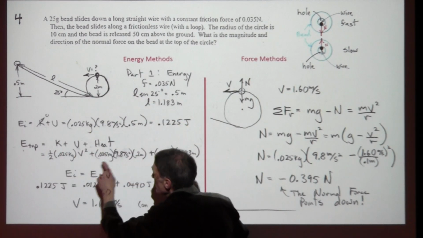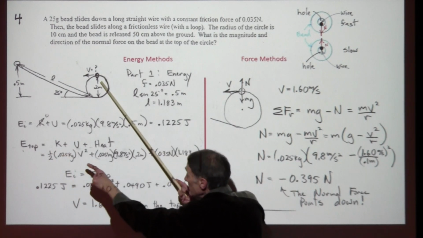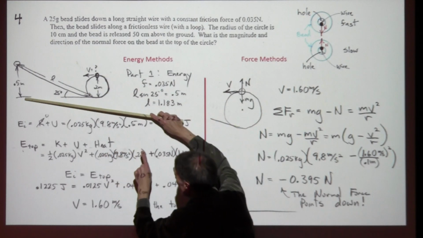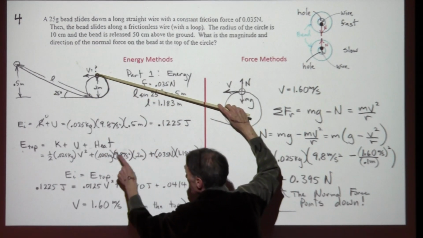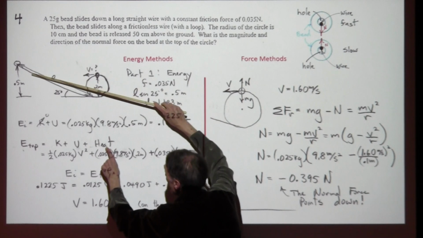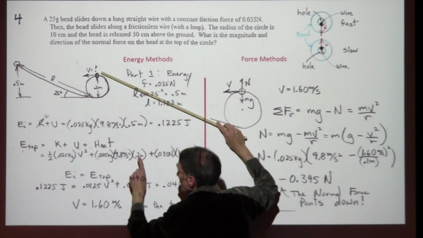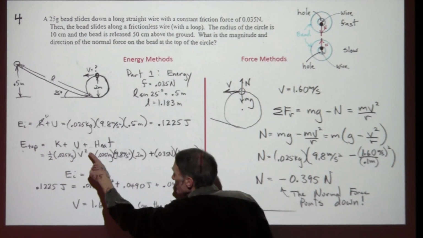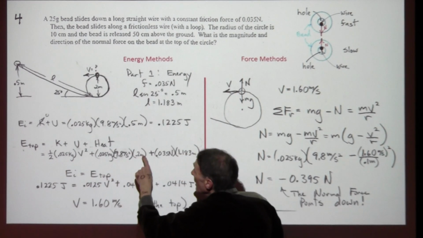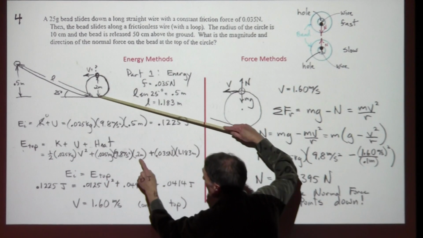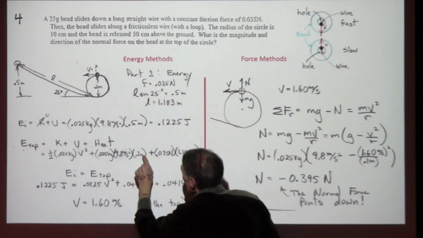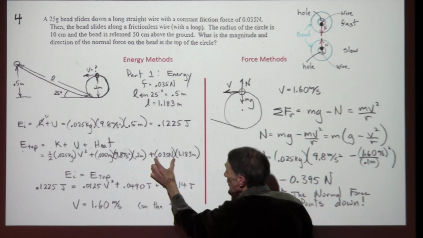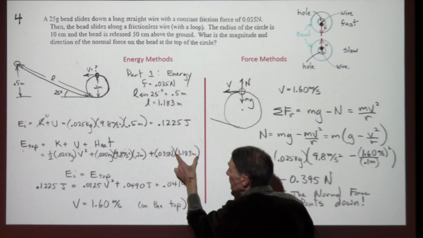My initial energy, my energy up on top here, has some kinetic energy. It's going to have some gravitational potential energy. That is, if I make the ground 0, it's up there in the air. Also, as it comes along here, it's going to generate some heat. So we've got the kinetic energy, 1/2 mv squared, plus the potential energy. That's going to be the diameter of this thing, 0.2 meters, mgh. The heat generated is going to be just that frictional force times the distance that it moves.